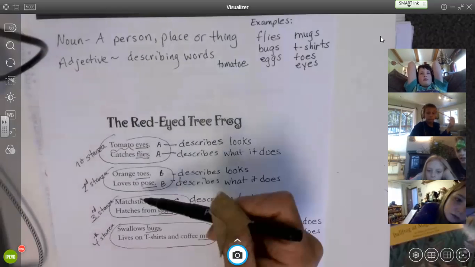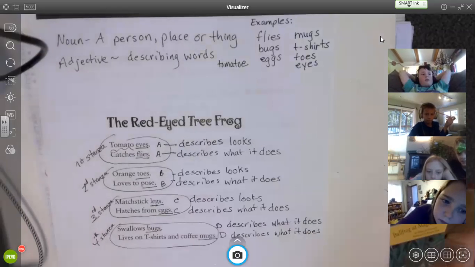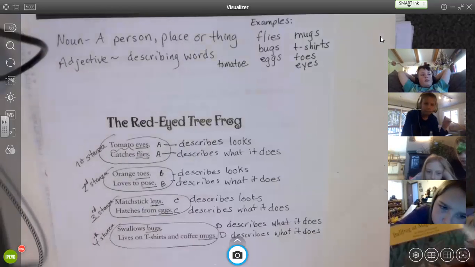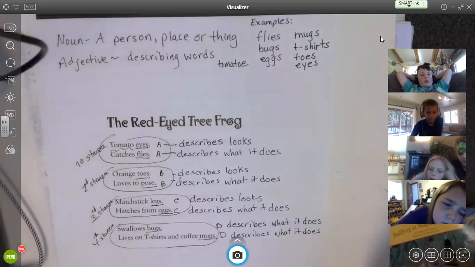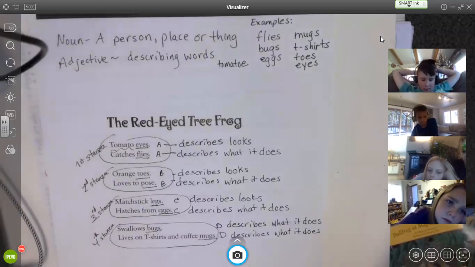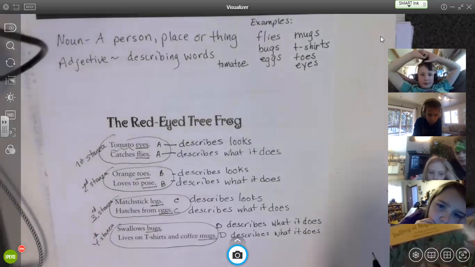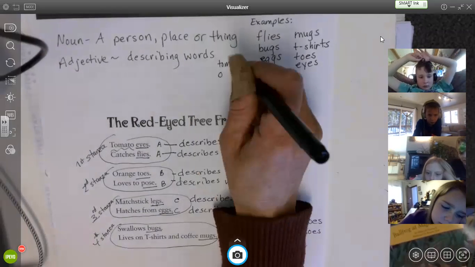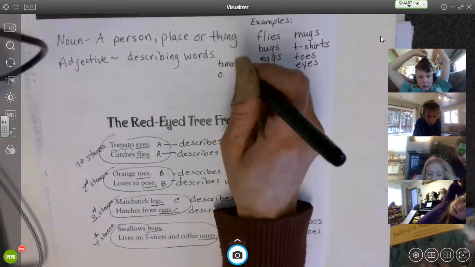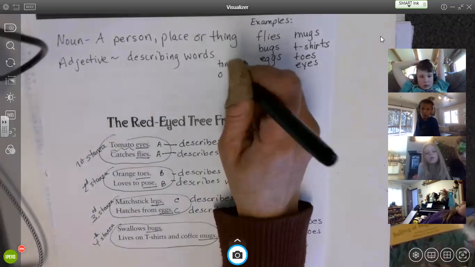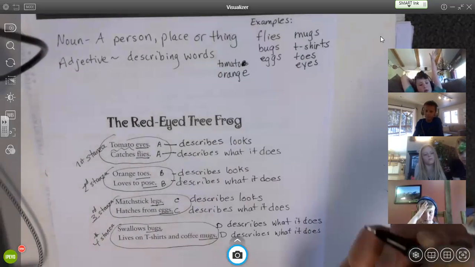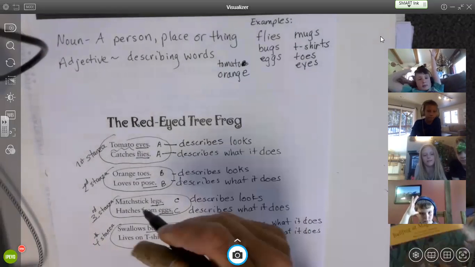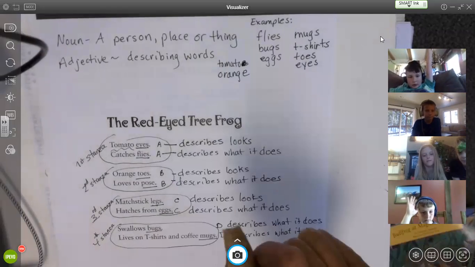Tomato eyes catches flies, orange toes loves to pose, matchstick legs hatches from eggs, swallows bugs, lives on t-shirts and coffee mugs. Orange toes? Yeah, so orange is a color word. It's describing the toes. Nice. One other one. How about Haley Calendar?